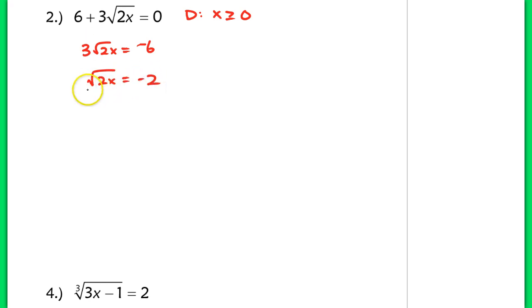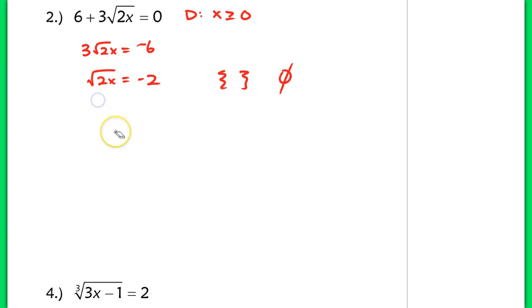Now at this point, I already know that this particular problem will have no solution. So it's the empty set, okay? The reason why is because I have a radical equaling a negative value. Remember, you can't take the square root of something and get a negative value. So this has no solution.